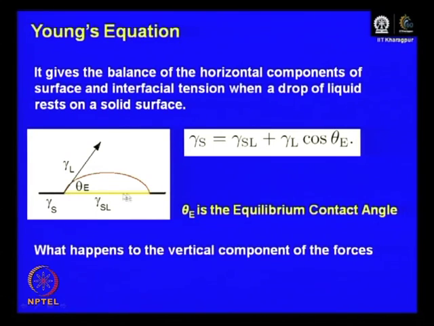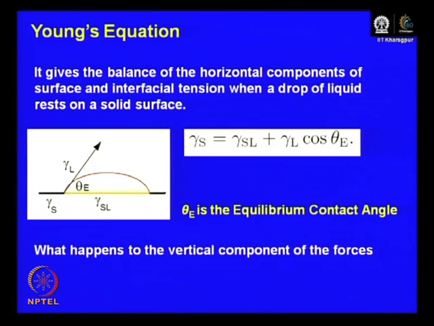It is the same solid, however, now it is in contact with the liquid. So, this is now a liquid-solid interface where you have the interfacial tension gamma SL. Of course, the liquid surface tension is gamma L, and if it makes an angle theta E, which is known as the equilibrium contact angle, the balance of the horizontal component of surface and interfacial tension is very simple: gamma S equals gamma SL plus gamma L cos theta E. This is known as Young's equation. An important thing to remember is that theta E is the equilibrium contact angle, or static contact angle.